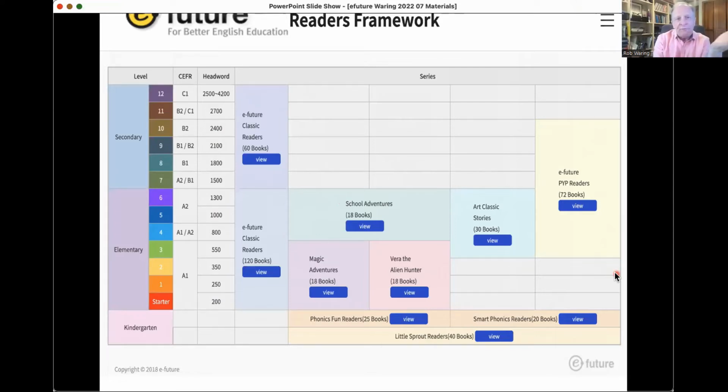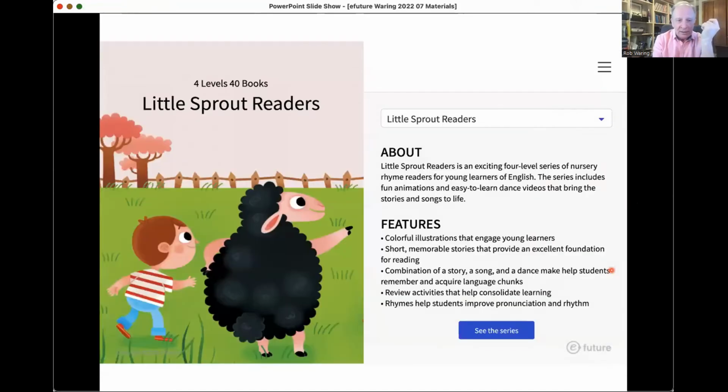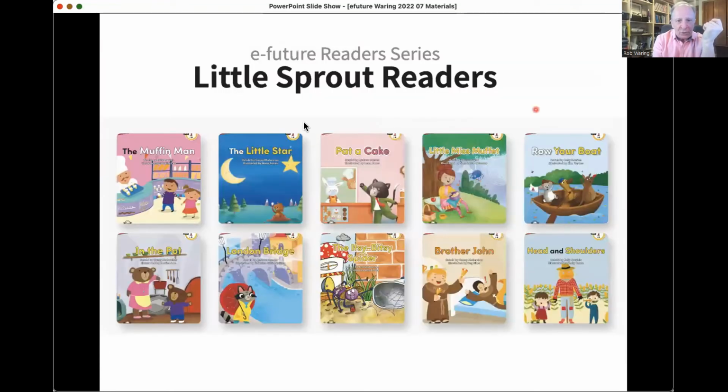Now, I'm showing you the eFuture ones here, but of course, many publishers have their own series. And the eFuture series is excellent. It's often winning international awards for the quality of their readers. So let's just look very quickly. We start off with the Little Sprout Readers. And there's quite a lot of stories here, the Little Sprout Readers. I'm going to go through this quickly. Please get the eFuture catalog and have a look at them in detail.